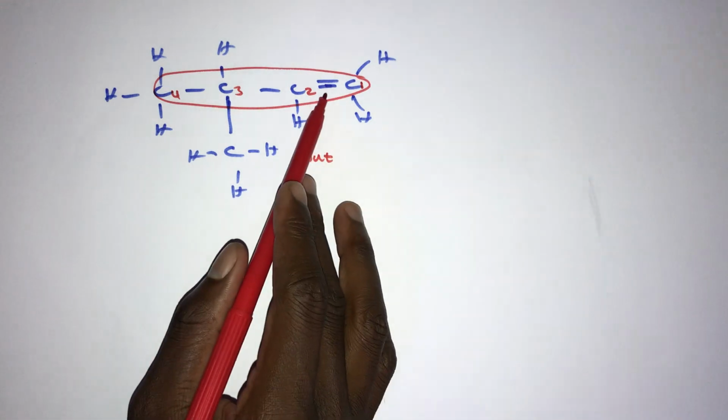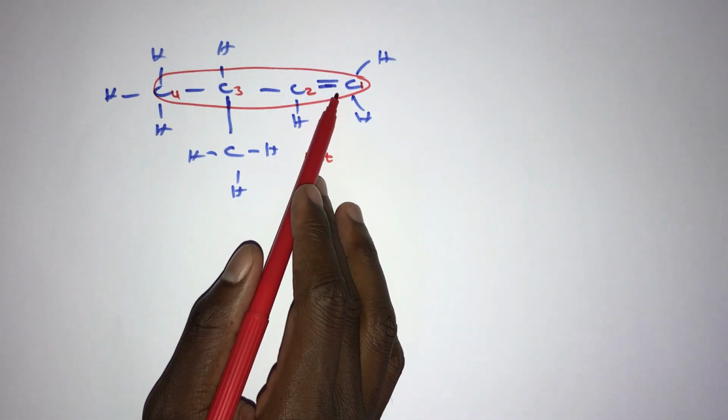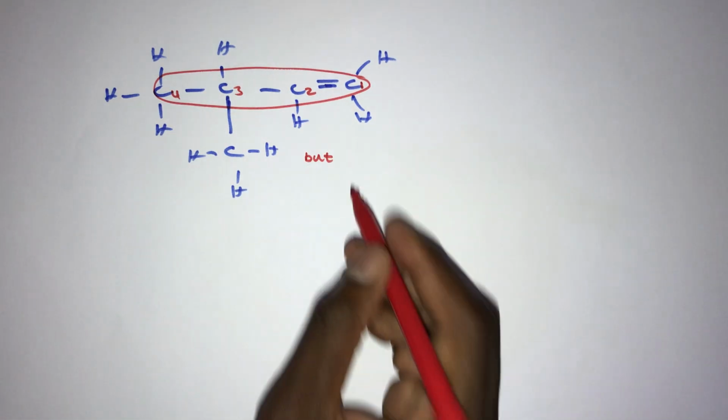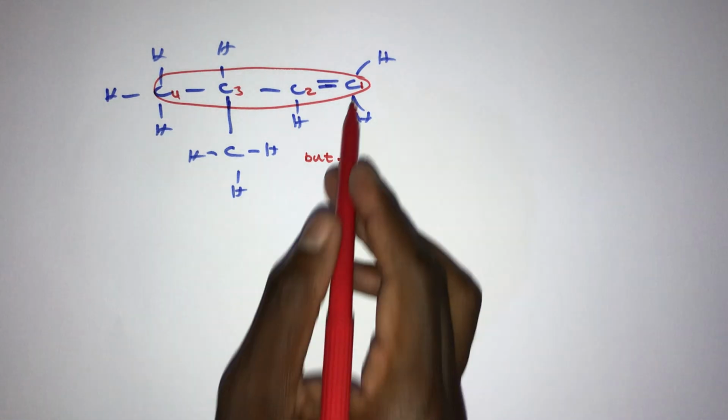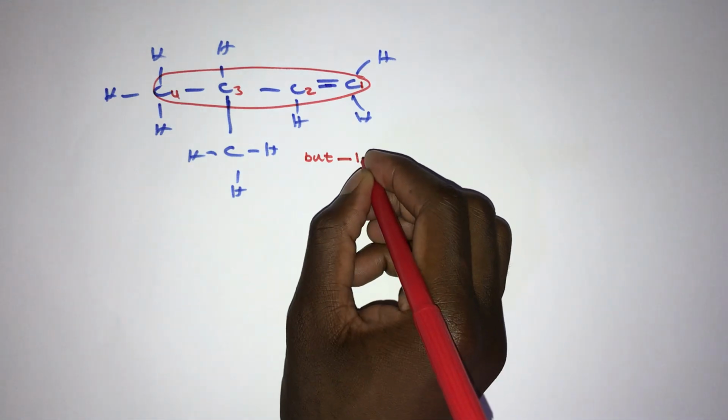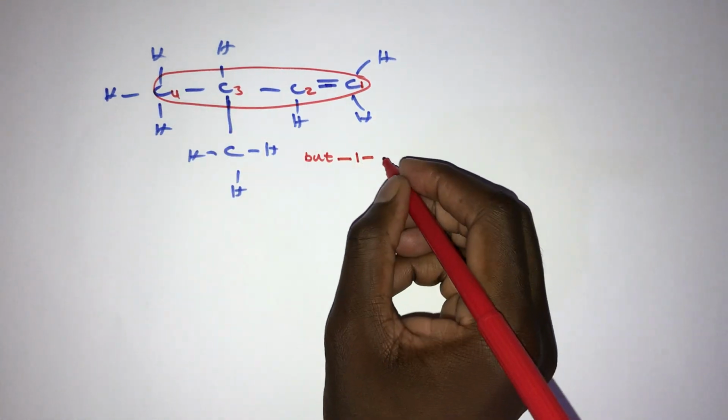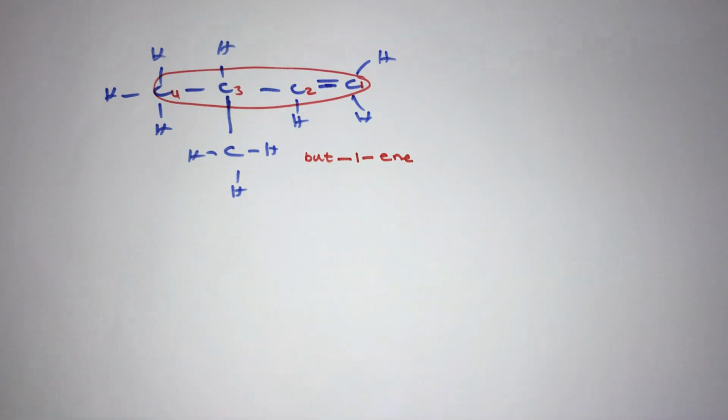Now let's check, there is a double bond. So we must show the position of the double bond. So we write dash, then where is our double bond? Carbon atom number 1. So it's 1 dash, then the ending for double bond, ene.